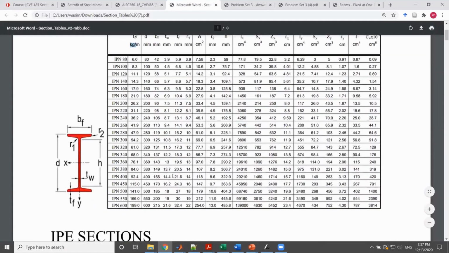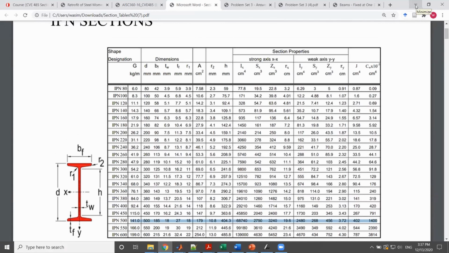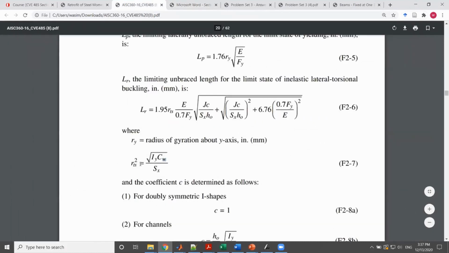So we were talking about IPN 500, for example. Cw is over here, 1,400 centimeters to the power of 6. If you want to convert it to millimeters to the power of 6, you multiply by 10 to the power of 9. Anyway, let's talk about other terms. Sx, the elastic section modulus. You can obtain it from the section tables as well. You can calculate rts. If you do so and substitute 1.95 and E over Fy, all of them you can have.